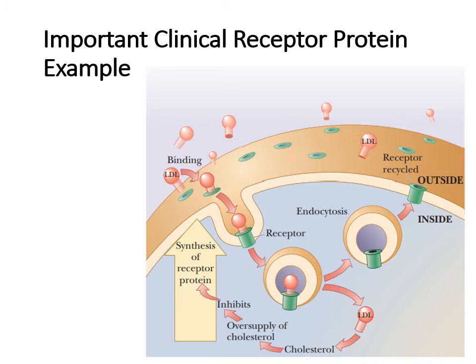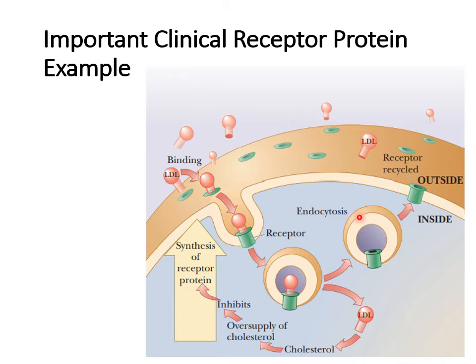An important clinical example of receptor proteins doing their job is this figure here of the LDL receptor. And we're going to talk about LDL and cholesterol later on in this lecture. But right now, this is just to show you that there's an LDL receptor that helps to bind LDL to take it into vesicles within the cell to then transport it outside and basically get rid of that LDL and return it to the outside of the cell.